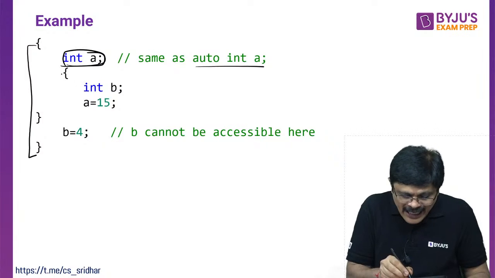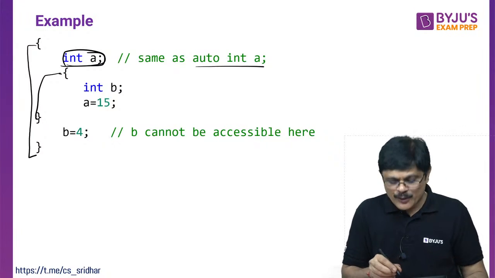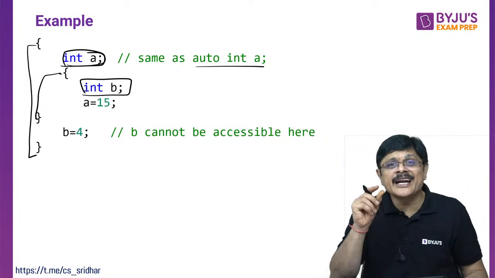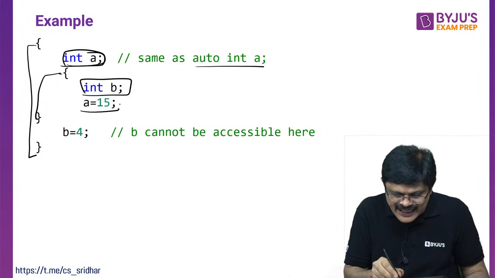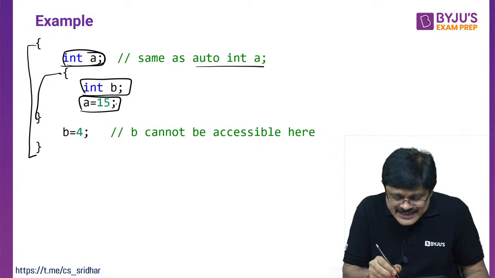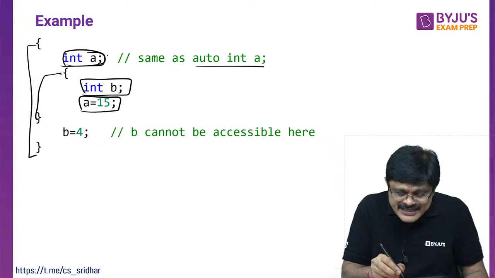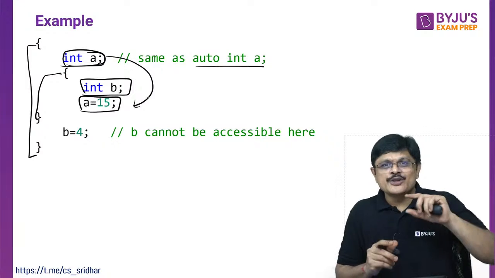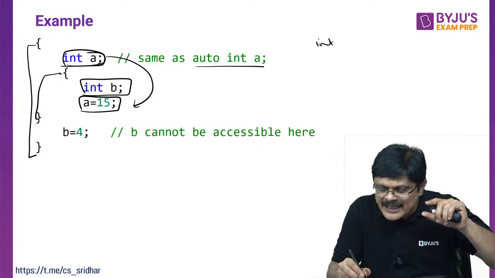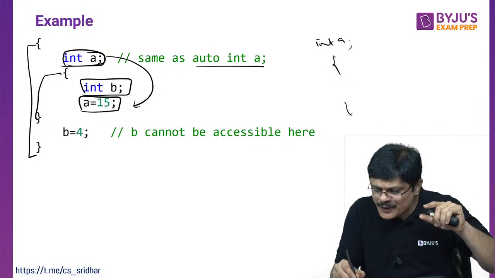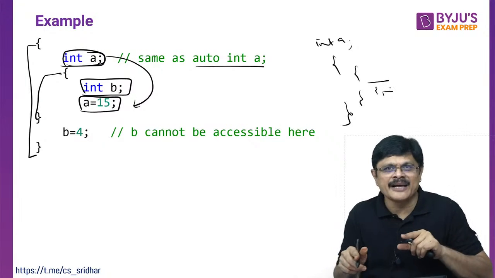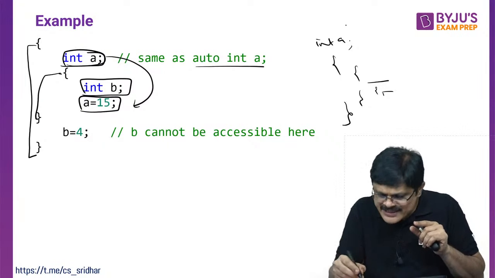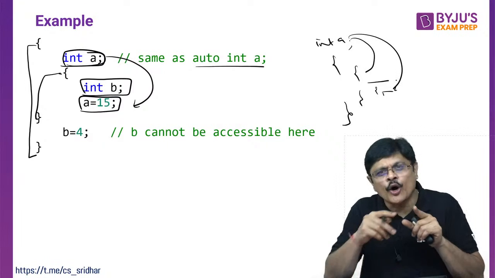Now look here, I created a small block here. Within this, I created a new variable b, and I assigned a value 15. This a is the global a. So int a is here. Within that, you have any number of blocks. In those, this a is available, my dear friends. If you don't have a local a, this a can be used inside all these blocks.